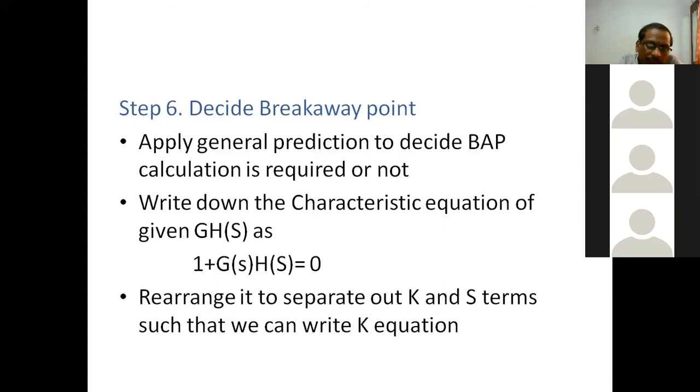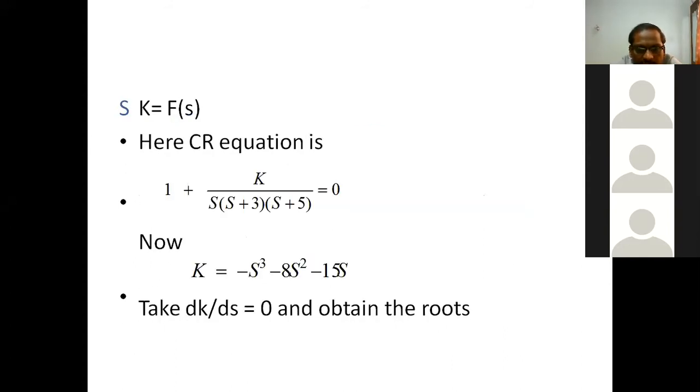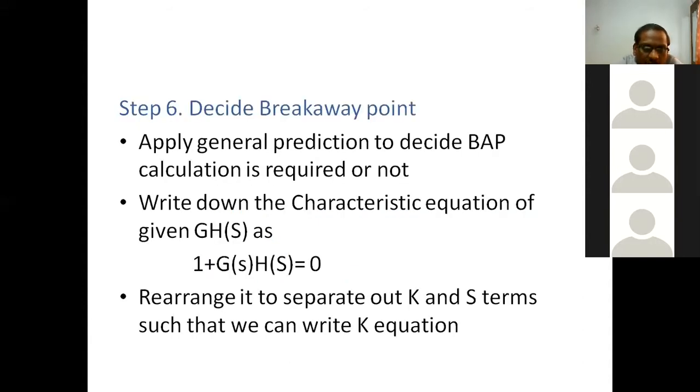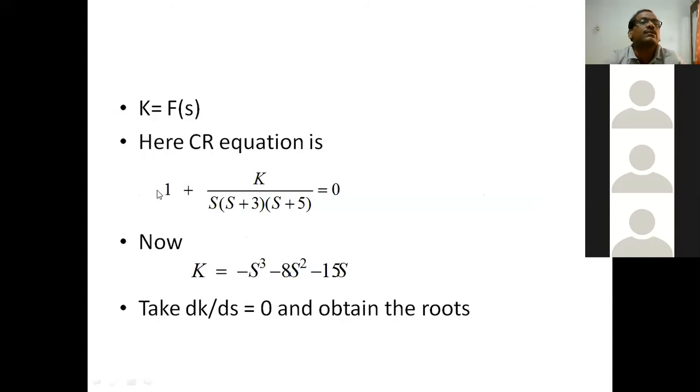Now, after checking this general prediction, if a breakaway point is required for the given sum, then we'll go for the calculation of it. To decide the breakaway point coordinate, we need to write the characteristic equation, that is 1 plus G(s)H(s) equal to 0. We will rearrange this characteristic equation such that we separate out the s term and k term, so that you write the equation of k as a function of s, like k equal to f(s).